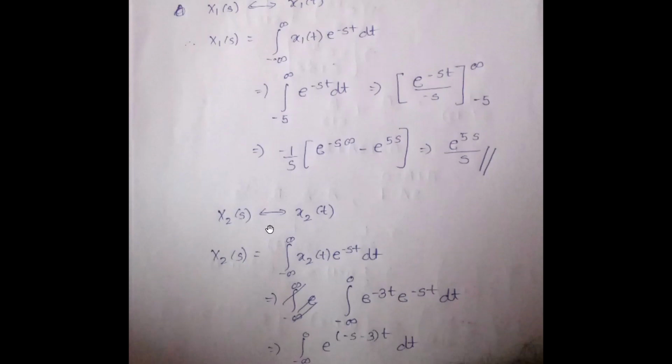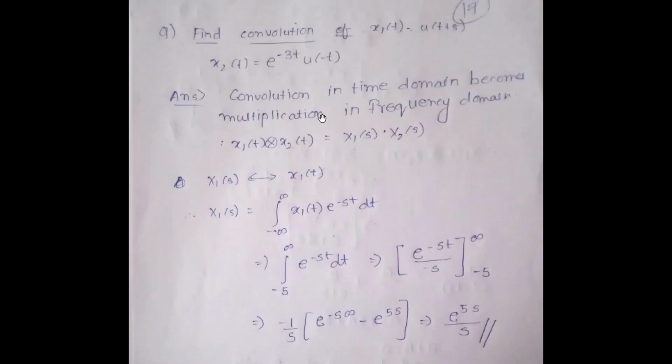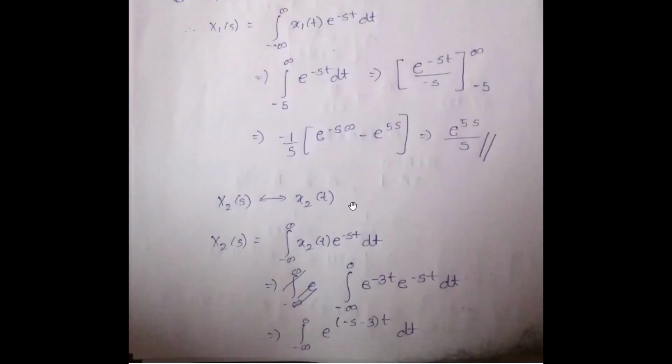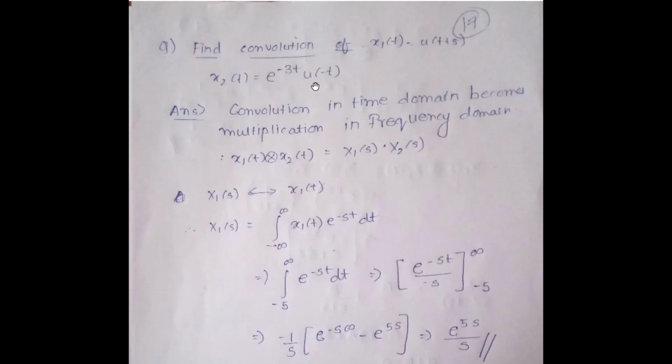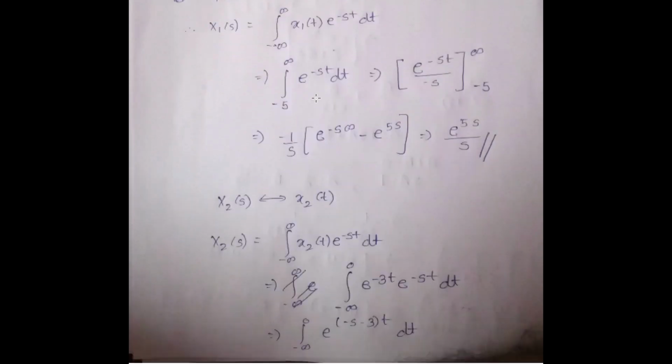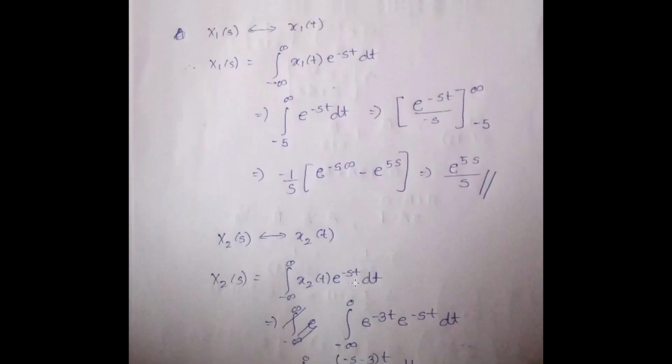Similarly, X2 of s is the Laplace transform of x2 of t. X2 of s is given as the integration from minus infinity to infinity of x2 of t e raised to minus st dt. Now x2 of t is again e raised to minus 3t u of minus t. So you can take e raised to minus 3t times e raised to minus st dt. Since x2 of t has u of minus t, it indicates that the limits will go from minus infinity to 0. So I hope I am very clear.